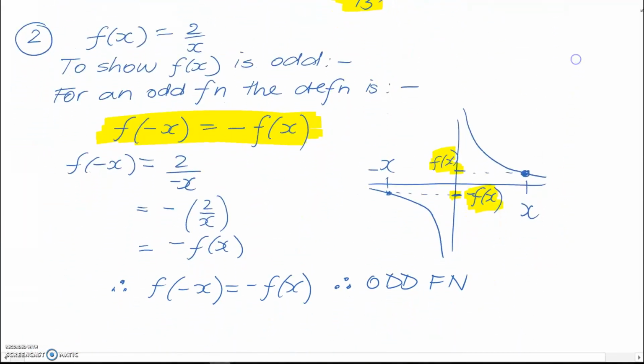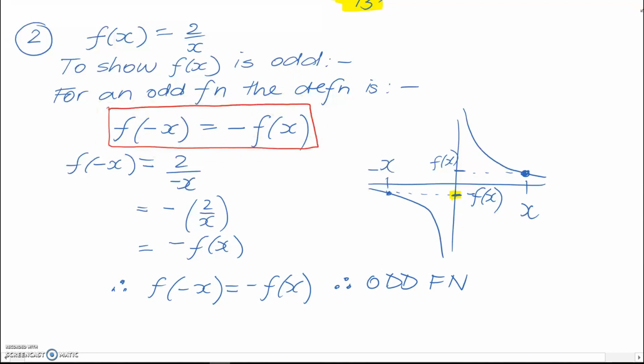Now in part 2 they said we've got to show that f of x is odd. So here I've highlighted the definition. Let me just get rid of these yellow bits if I can, so that I can use that a bit better when I explain it. So this is my definition right here. This is what it is for an odd function. Odd functions, remember, have the negative value for the negative x.